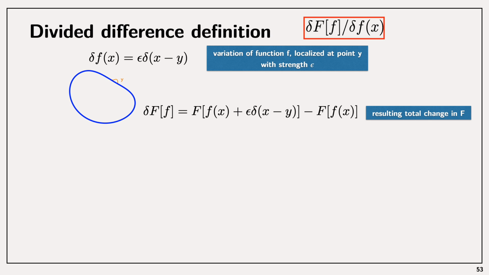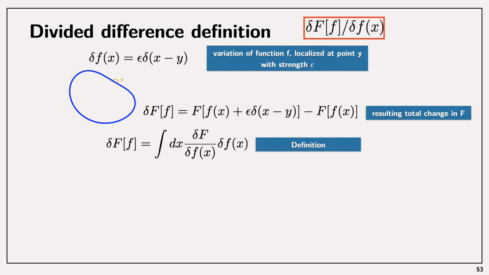Now we also know that the variation delta F is obtained by integrating over the entire space, and this is basically the definition I provided you a slide ago. What I'm interested in, the functional derivative, is delta capital F over delta lowercase f. That's what I'm interested in. So we're almost there, actually, because we can continue doing this.